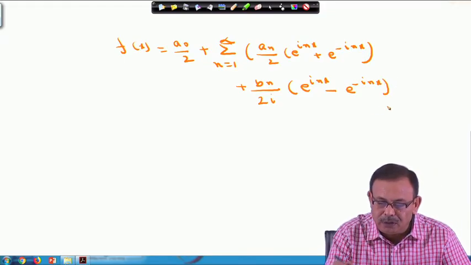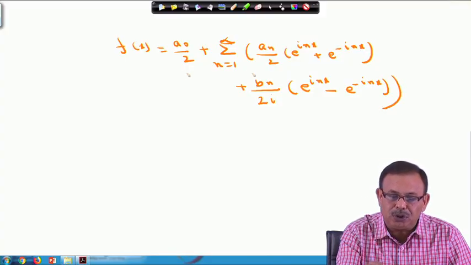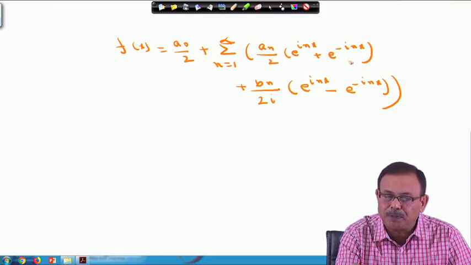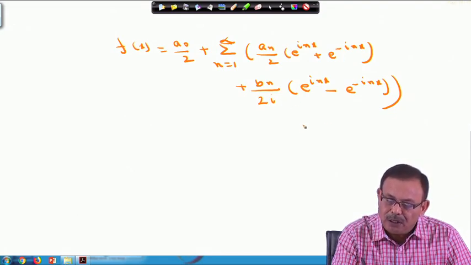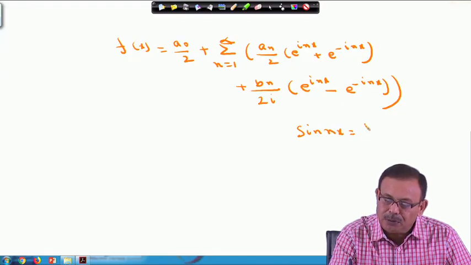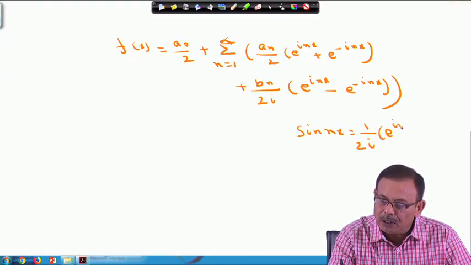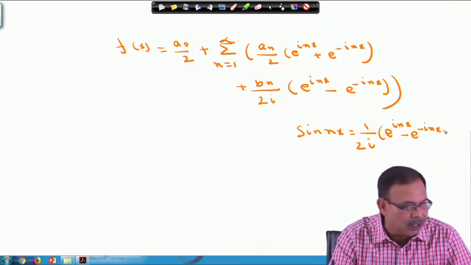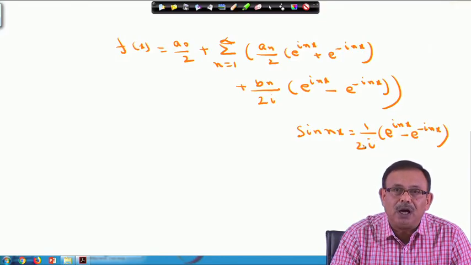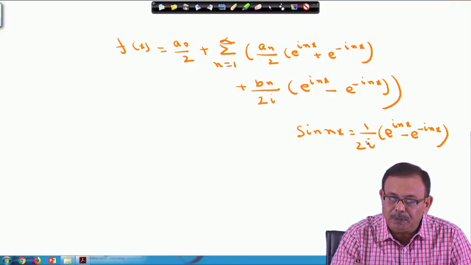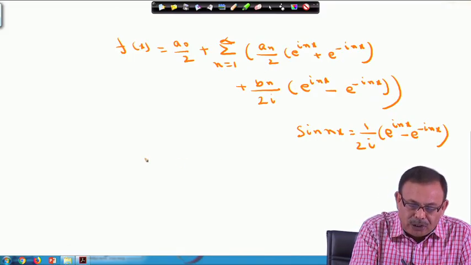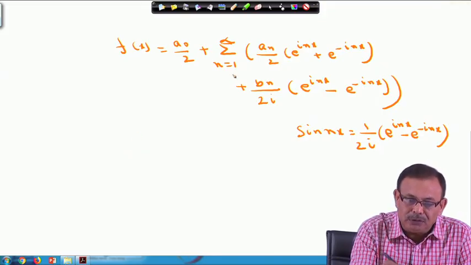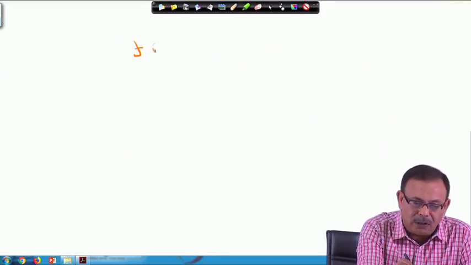So, what I am getting over here is a0/2 + summation n = 1 to infinity of an into the value of cos nx, which is half into (e^(inx) + e^(-inx)), whereas the value of sin nx is equal to 1 by 2i into (e^(inx) minus e^(-inx)). This I was missing in the last slide, so please correct this one. This will be bn by 2i into (e^(inx) minus e^(-inx)).